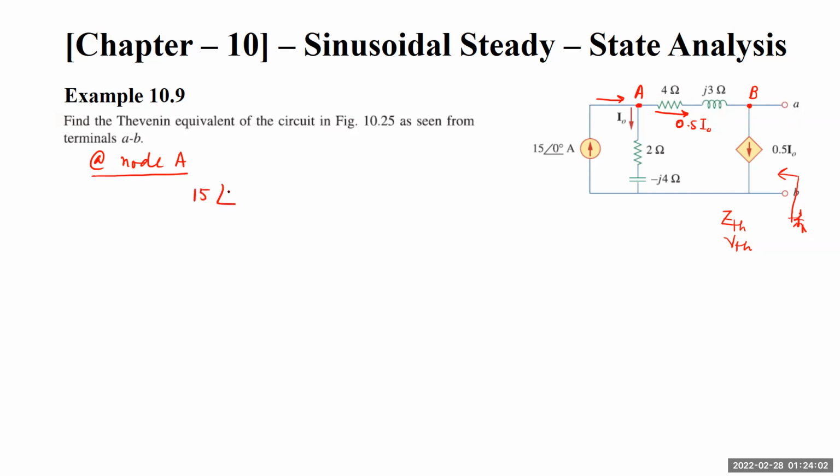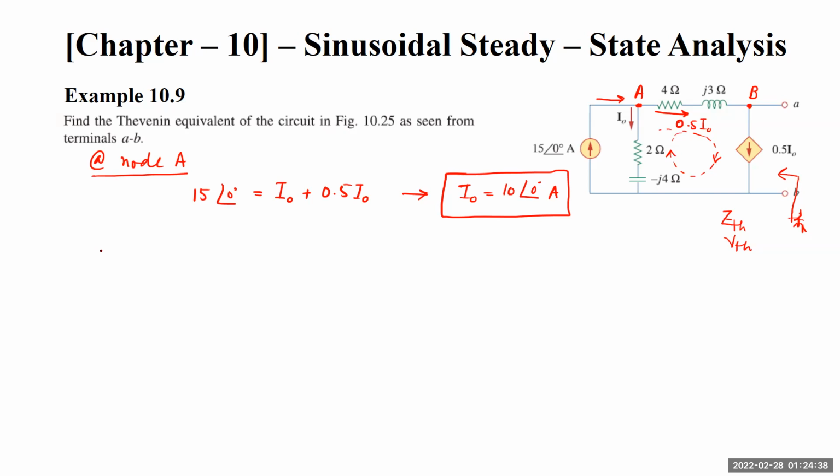So we have 15 angle of 0, that is current entering the loop, and the other two are leaving. So leaving the loop are I naught plus 0.5 I naught. So easily we can calculate 1.5, and we can simply say that I naught is equal to 10 angle of 0 amperes. So this is the value of I naught we have. Now, this is the main loop which we are concerned with.